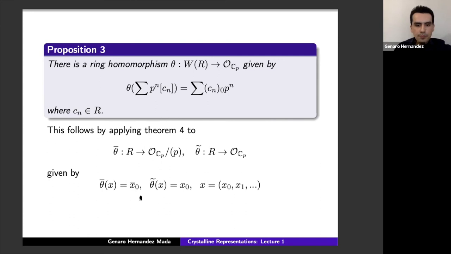And theta, modulo p, because it goes to here. And here we are thinking of R as elements of here. The elements x should be, in the description that we made, sequences of elements in OCp, right? So that allows us to define this multiplicative lift from R to OCp. So this is very clear that this is a multiplicative lift. And so by the theorem directly, we get the map that we want.